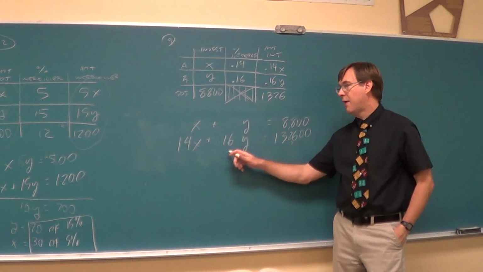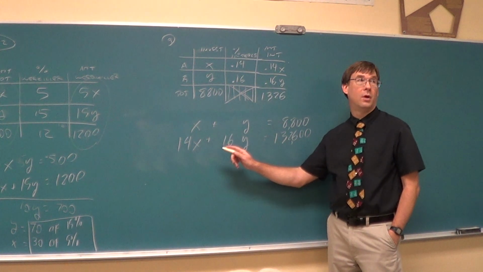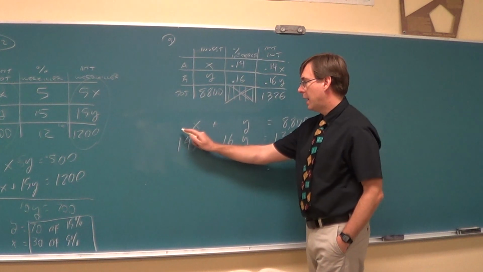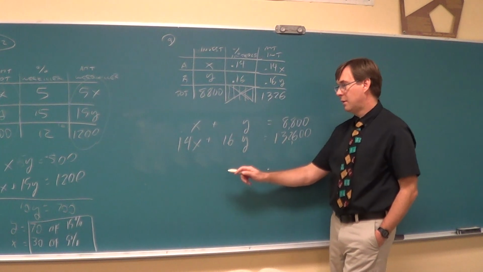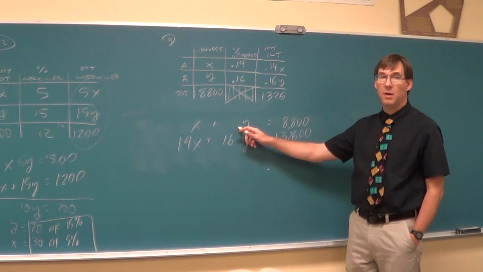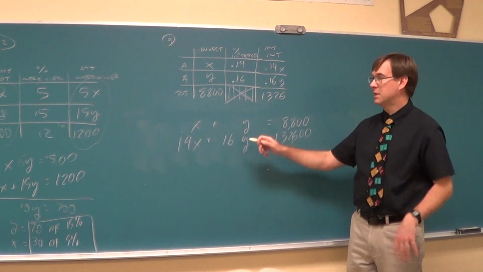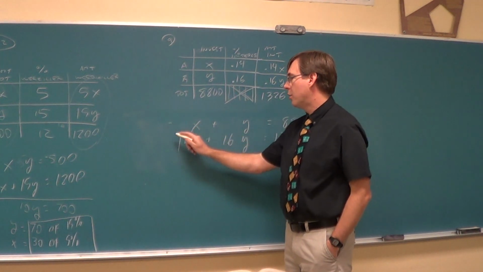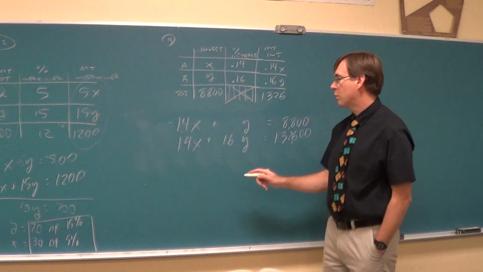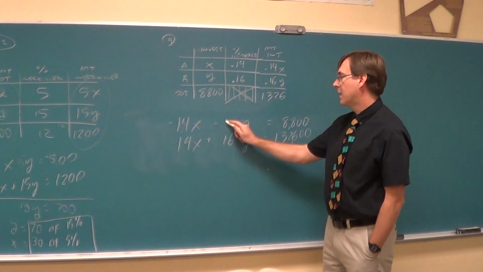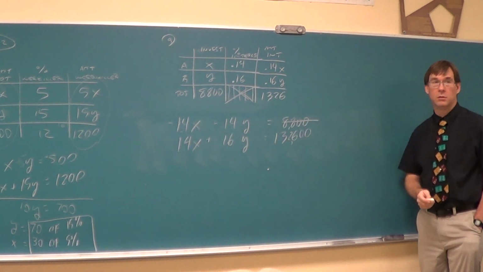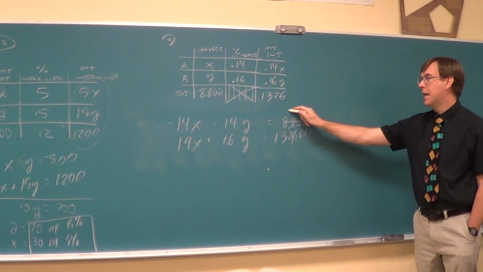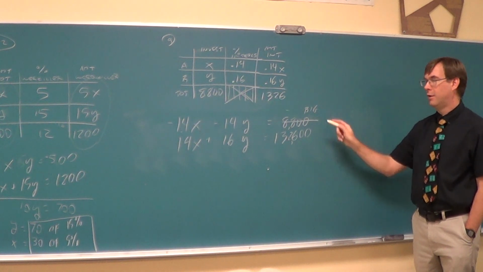To do the addition method, we need to create some opposites. So I could either create a negative 14 there, or I could create a negative 16 there. It doesn't matter. I'm going to always go with the smaller number. So I'd go negative 14x, negative 14y, and then I'm going to leave that to you. You're going to get negative a big number.